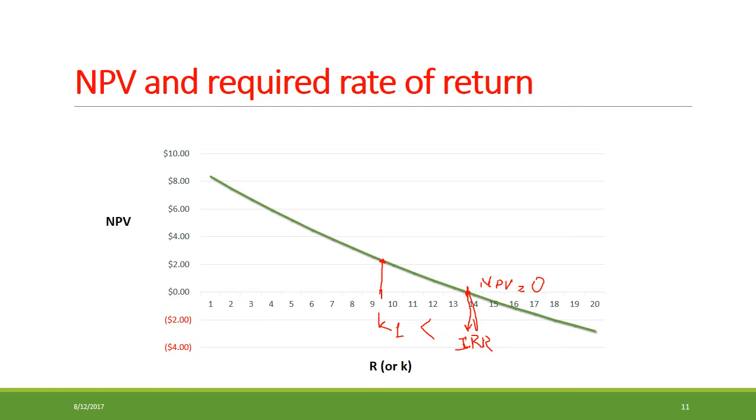On the other hand, if I have K2 over here, K2 is larger than the IRR, and at this point, our NPV is a negative number. So if the required rate of return is larger than the internal rate of return of the project, then this project is making losses.